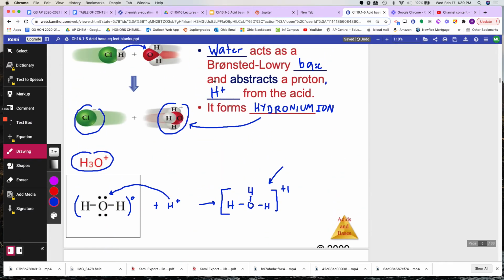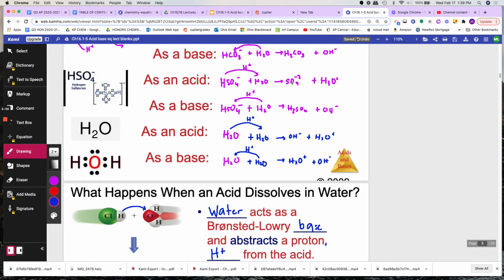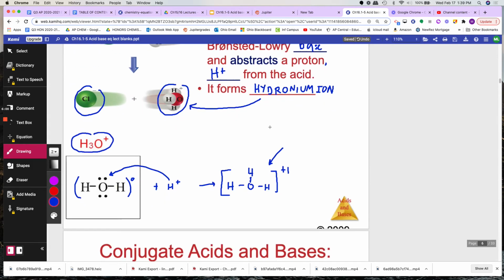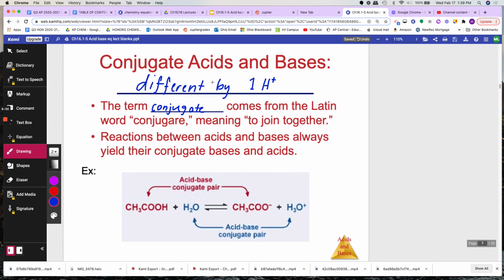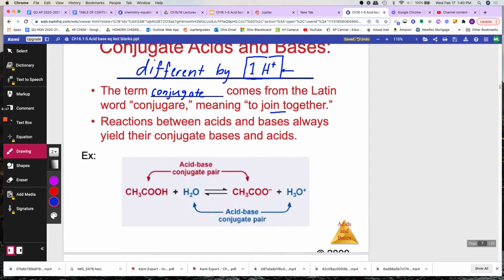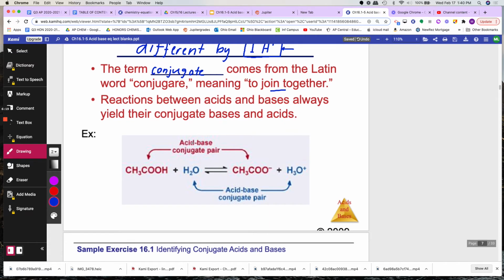We have been making conjugate acid-base pairs over here. So let me first define them for you. Conjugate acid pairs differ by only 1 H+, not 2, just 1. The term conjugate comes from the Latin word conjugare, which means to join together. So they're joined together by 1 H+. That's how they're connected. Reactions between acids and bases always yield their conjugate bases and acids.